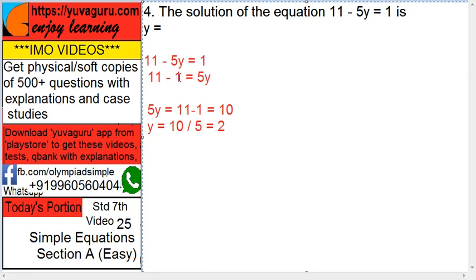11 minus 1 equals 5y. So you can write this as 5y equals 11 minus 1. You can interchange the places of all. That is possible. So 11 minus 1 equals 10. So 5y equals 10.